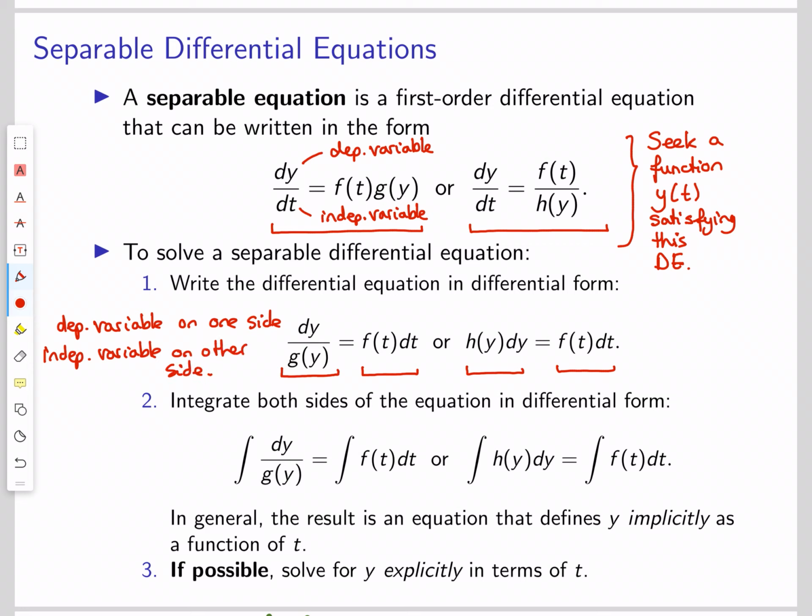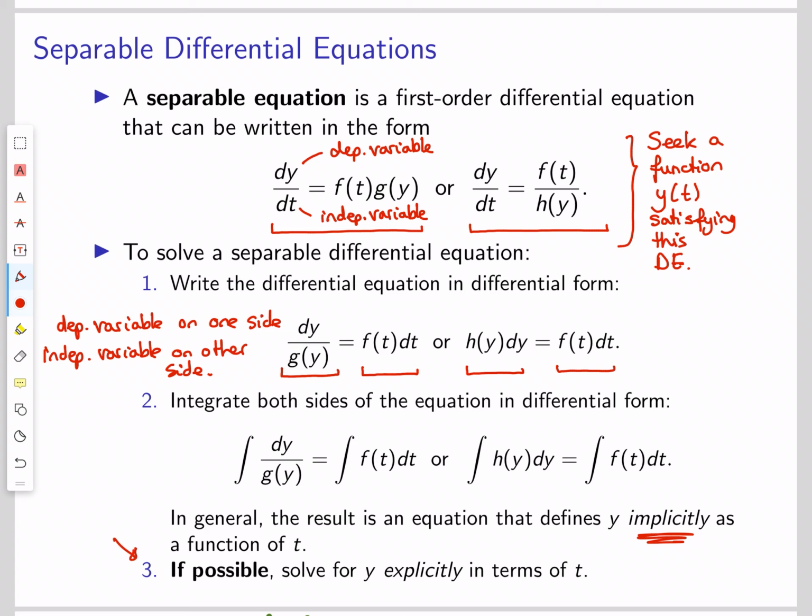So we've written that in differential form. That equation is kind of meaningless. It only has meaning if you integrate both sides of the equation, and that's what's written in step number 2. Then, of course, you need to evaluate two integrals, the one on the left and the one on the right. In general, the result is an equation that defines y implicitly as a function of t. And if possible, you do a third step, namely to solve for y explicitly in terms of t.